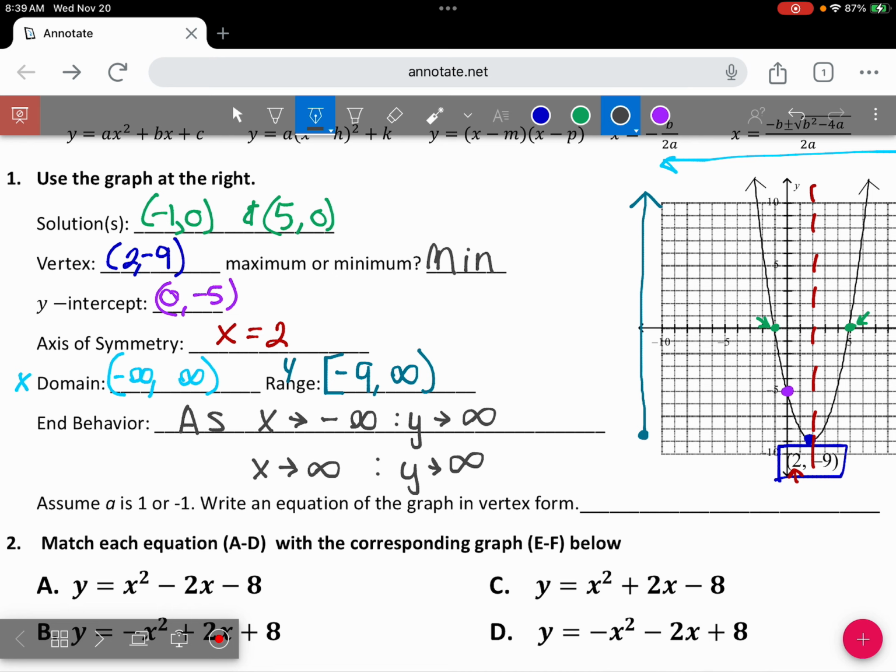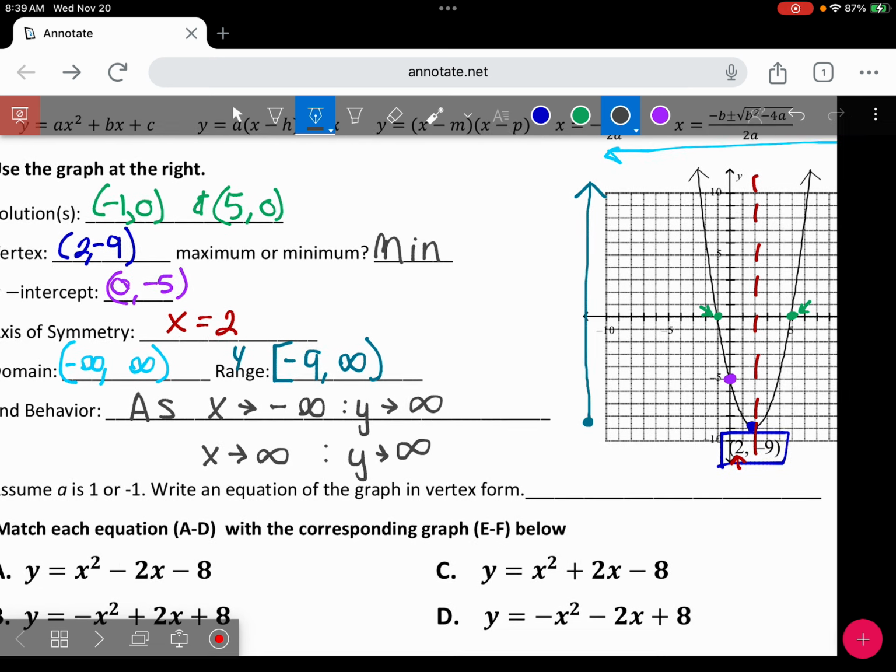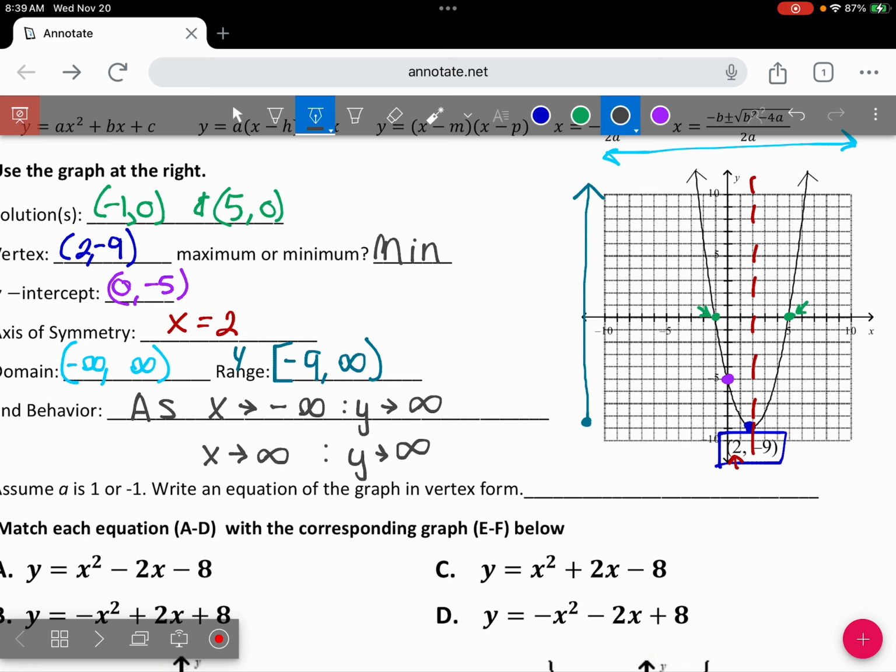Thank y'all. All right, our last one up here, because we're just going to finish out question number 1 here. Let's write the equation in vertex form. We tell you right here that A is either +1 or -1. How do we know if it is +1 or if it is -1? What is the difference between an A of +1 and an A of -1?